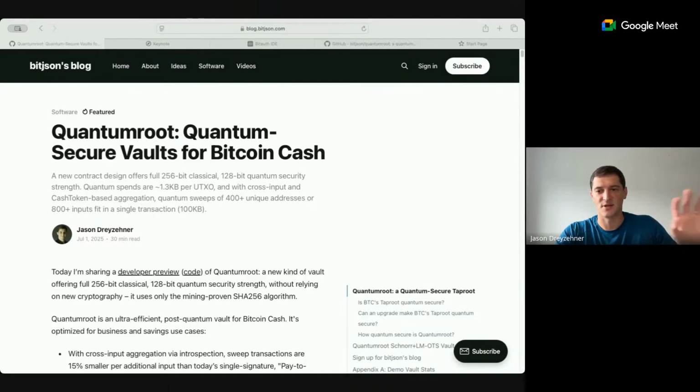by their shared cash token delegation. So we'll get to all of that. Before I continue more, does anybody have any questions about anything I've said on the quantum stuff?